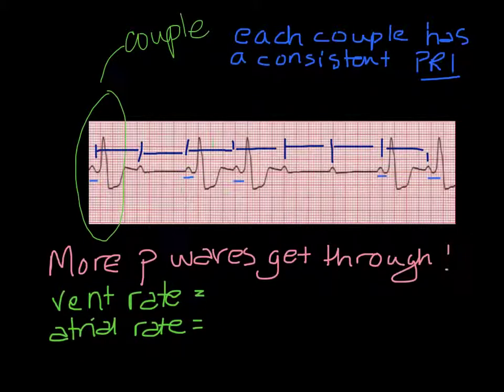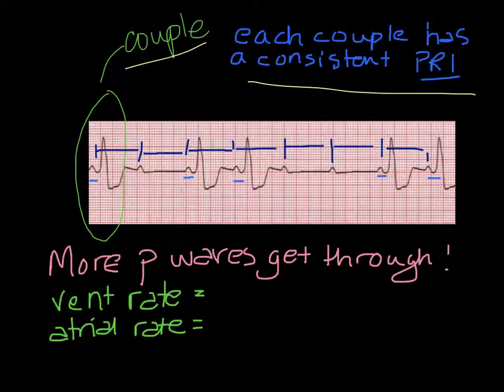So let's take a look at this now. So here's your couple, and you'll notice that we have our complex there. And there's your P wave, there's your QRS complex. Now, each couple that gets through this door has a consistent PR interval.